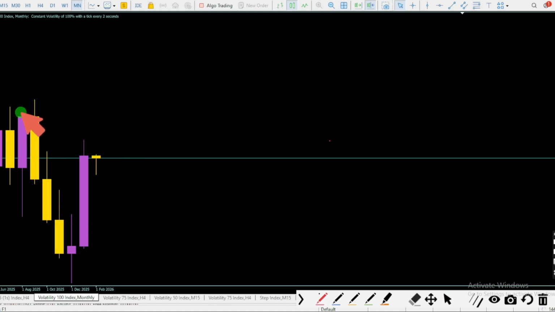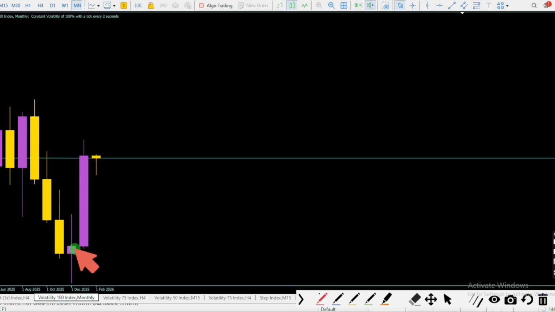I can see going back to the past, market grabbed liquidity here, and after grabbing liquidity, we saw, for 1, 2, 3 months right here, the market was moving downwards.